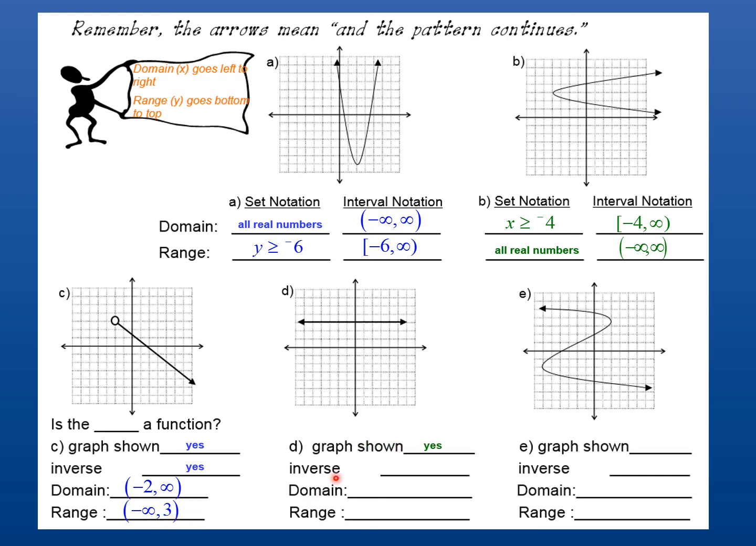Let's take a look at the next one. Is the graph shown a function during my vertical line test? And the answer is yes. We do a horizontal line test for the inverse, so that answer would be no. For the domain, we definitely want to look at our x-axis, and we see that the arrows show that this keeps going this way, and this one keeps going to the right. So what would the domain be? All real numbers, or we could write it as negative infinity to positive infinity.